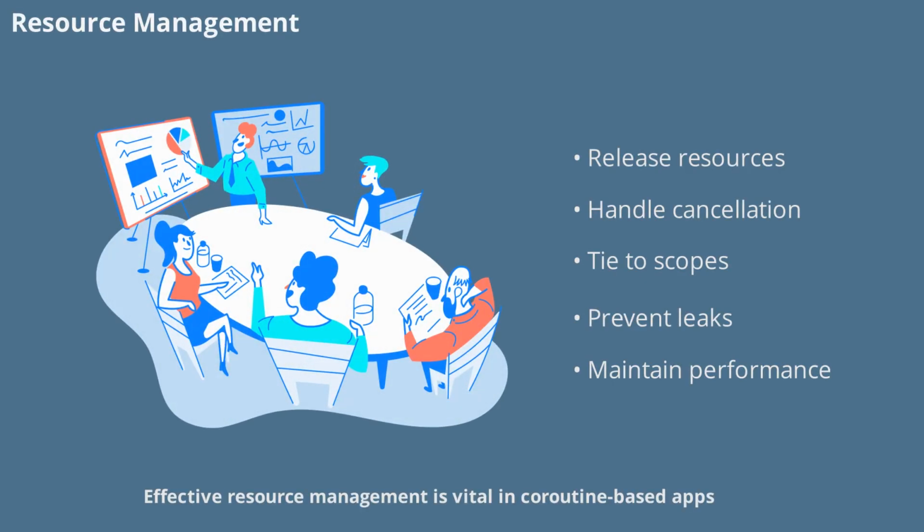Effective resource management is vital in coroutine-based apps. Always release resources in finally blocks, handle cancellation exceptions, and tie coroutines to appropriate scopes. This prevents leaks, ensures clean state, and maintains app performance, especially in long-running or background tasks.